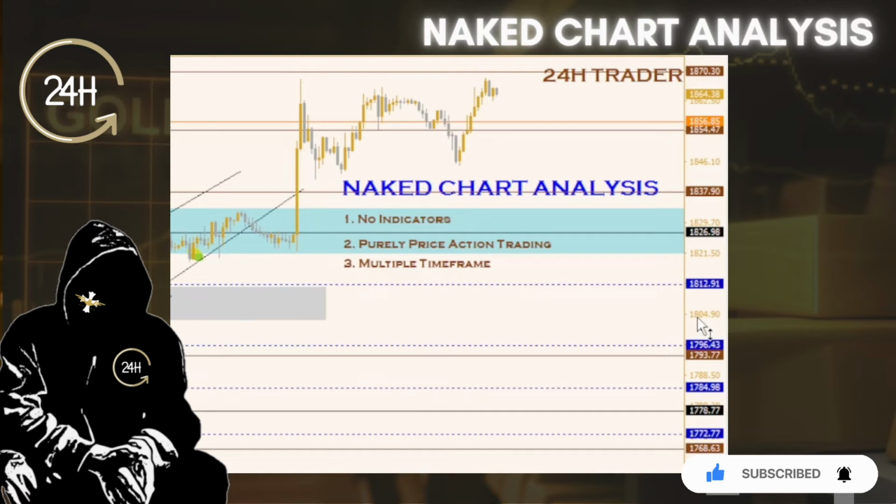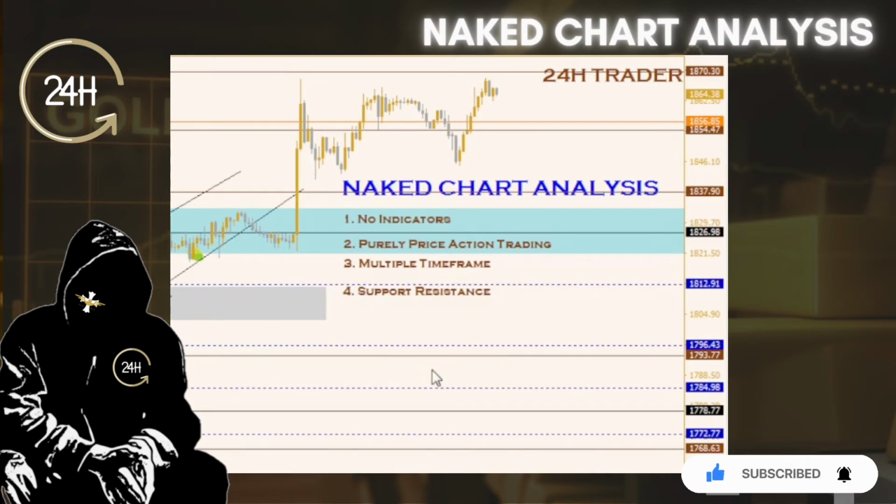But again, this is my rule, that we must not assume that we know where the market will go, so we will need to have a better trading plan. So yep, that's the third thing, multiple time frame analysis. And then I combine the multiple time frame analysis with the support resistance.